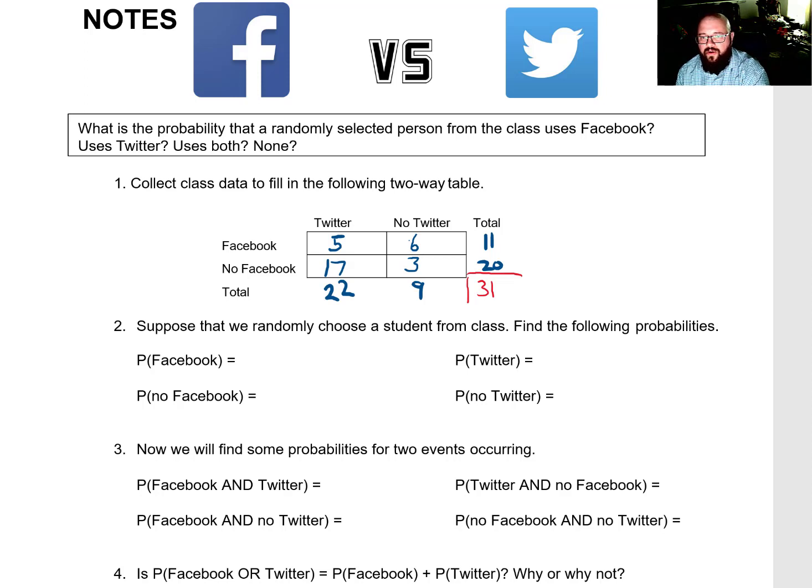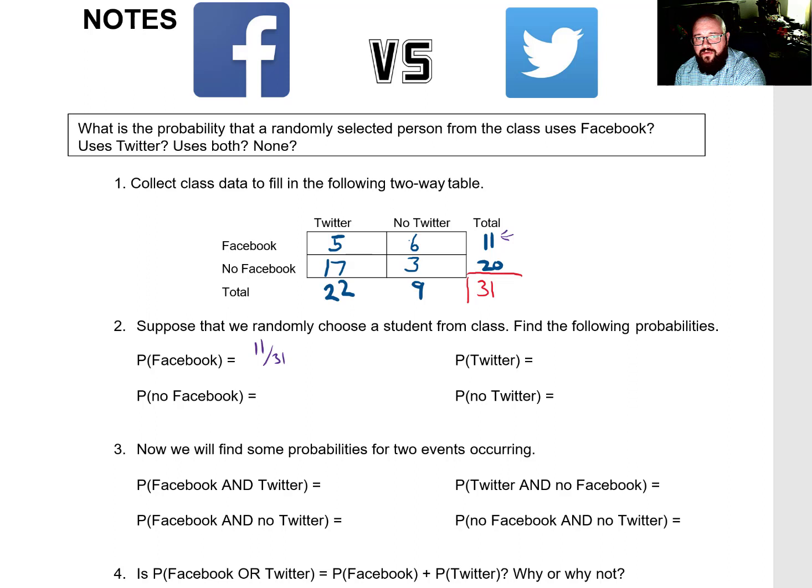When you're taking just the probabilities, you're wanting to do it over the total. So the probability of Facebook is the amount of people that use Facebook over the overall total. So we're going to look at this value right here of 11. 11 people totally use Facebook. We went across here on our row, 11 out of 31. So our probability is 11 out of 31.